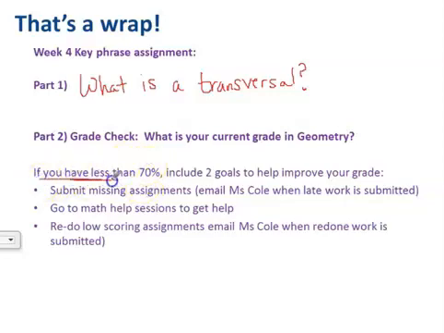So remember, you only have to do this if you have less than a 70% in the class. If you have 70 or greater, you just need to tell me what your current grade is.